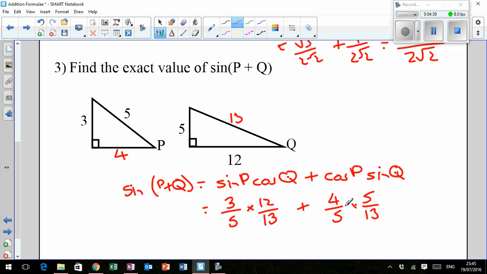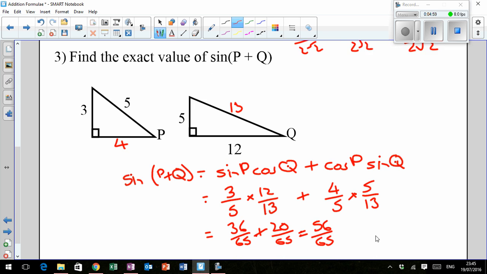5 over 13. Okay, and then just do the sum, that's 36 over 65, add 20 over 65, so altogether that'll be 56 over 65.